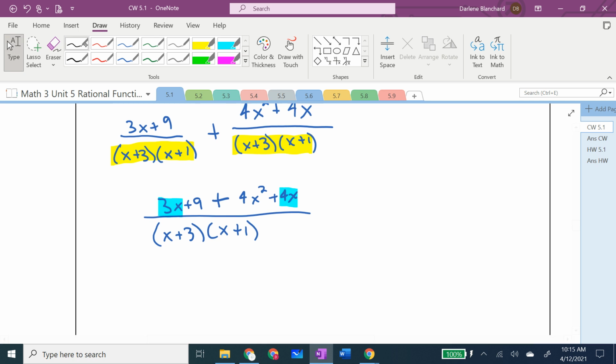So my like terms are, I have 2 terms that both have an x, but nothing else is going to add together. So I have a 4x squared. If I write my numerator in standard polynomial form, I put the largest exponent first, then 3x plus 4x makes 7x, and then I have a lone constant term. Technically, the order of that addition doesn't matter.